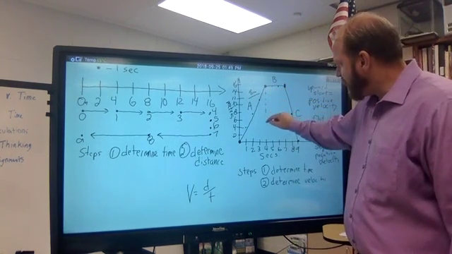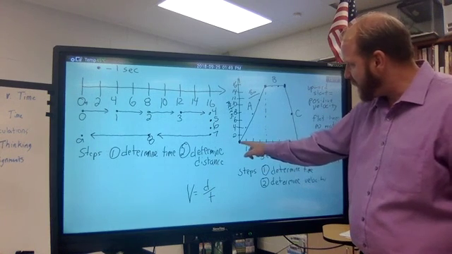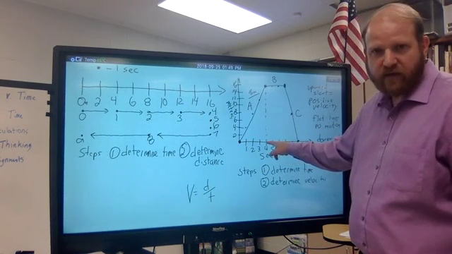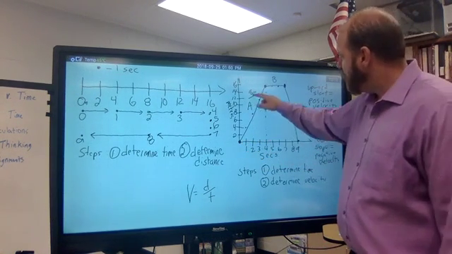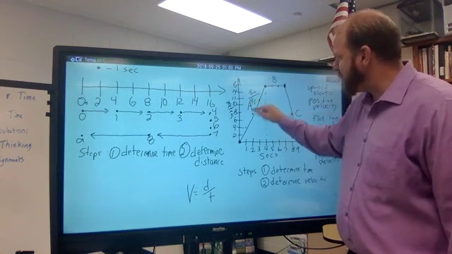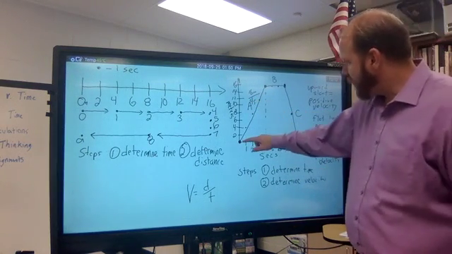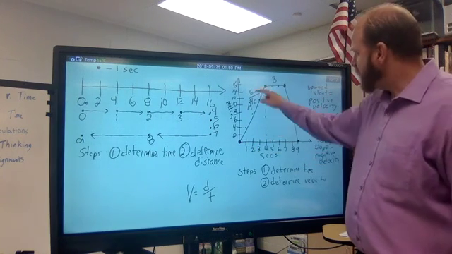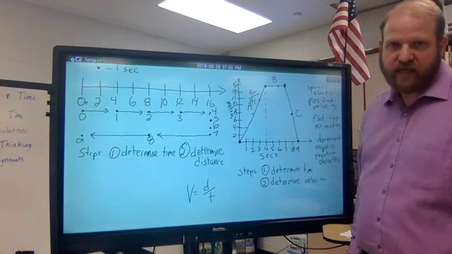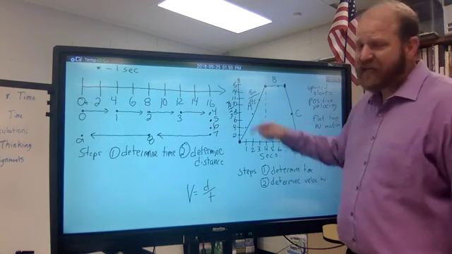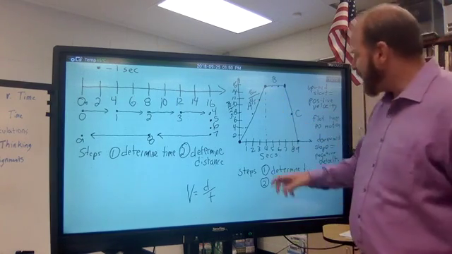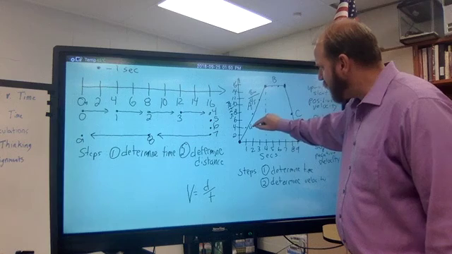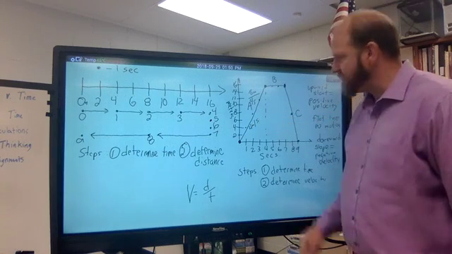It's really easy to do. I just drop a line down from that top line, and I see that from here to here is 4 seconds. So they traveled 16 meters in 4 seconds. Here's my 16 meters. Here's my 4 seconds. If I divide 16 divided by 4, I get the velocity of 4 meters per second.